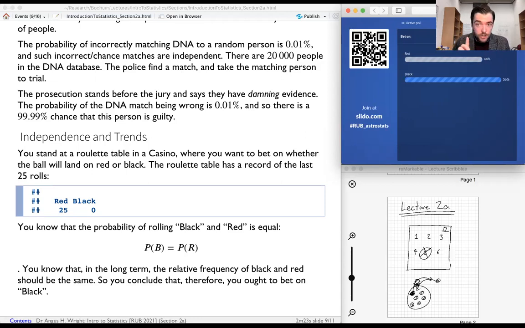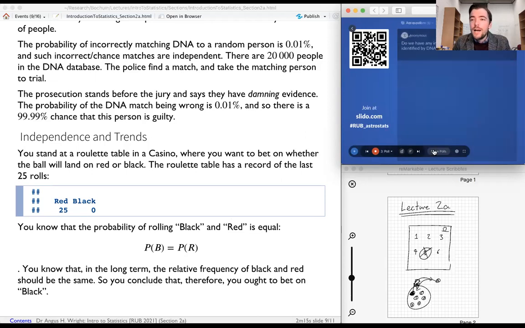You'll note that I intentionally gave you only those two options. I didn't give you the option to say it doesn't matter, and we'll see why that is in a second. We have a question: do we have any information if other persons were identified by DNA? So in this particular scenario, for this argument, we're saying that one person was identified.